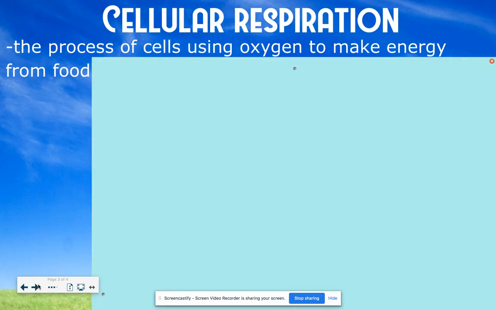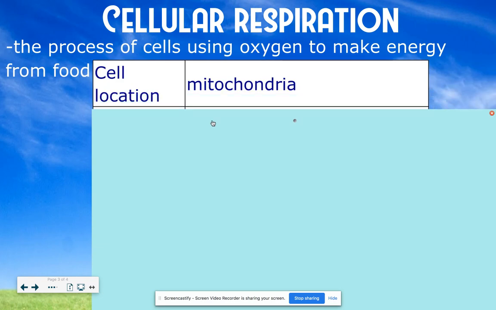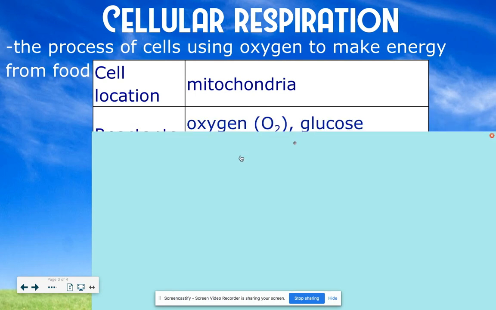Cellular respiration, on the other hand, is the process of cells using oxygen to make energy from food. So plants and animals actually both do this. Animals predominantly do this. But what we do is we take in our oxygen and then we take in our food, and together those break down things into our energy so we can continue to survive and breathe and do all the necessary functions of life. So the location of cellular respiration is in the mitochondria. The mitochondria is an organelle within both plant and animal cells.